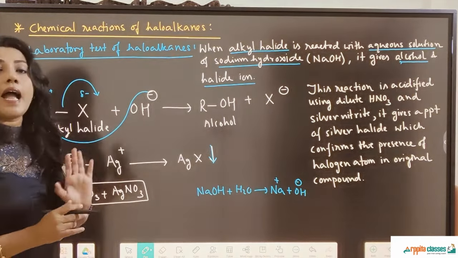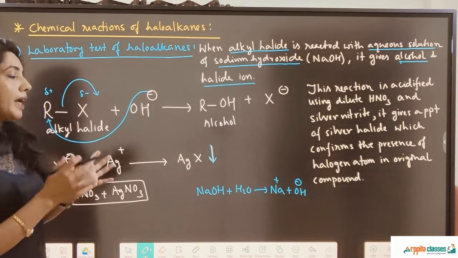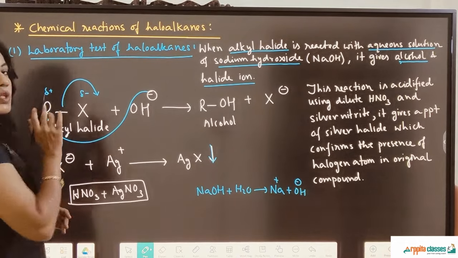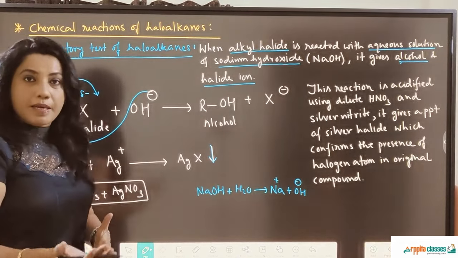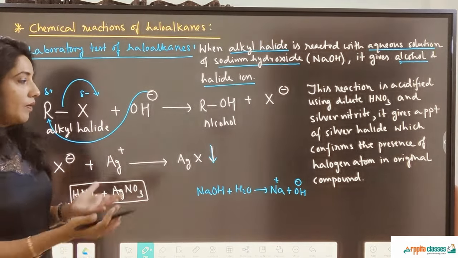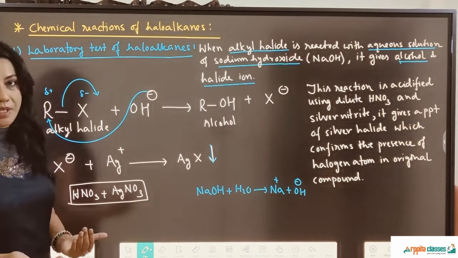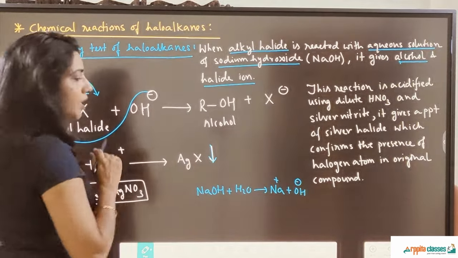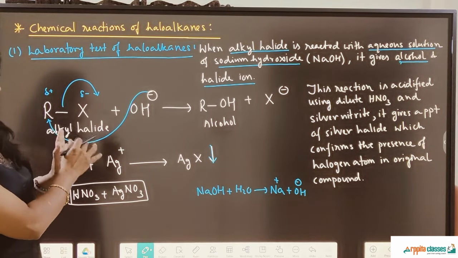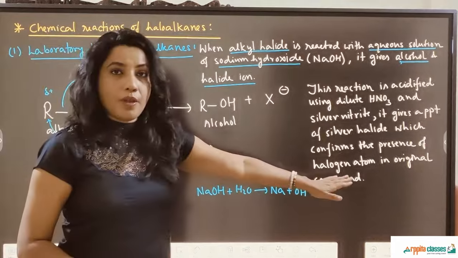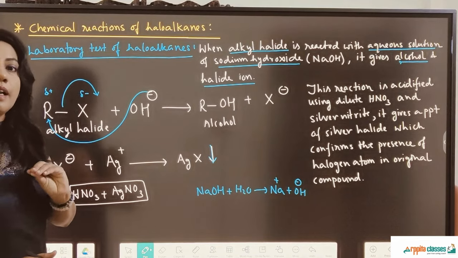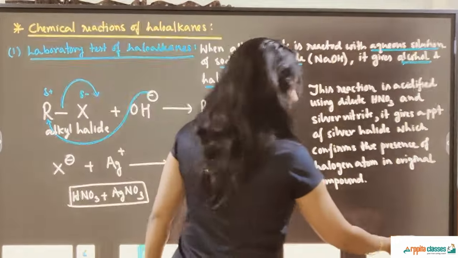Now, depending on the halogen present over here, you will be getting a different colored precipitate. If the halogen is chlorine, then you will be getting a white precipitate. If it is bromine, you will get a pale yellow precipitate. If it is iodine, you will be getting a yellow precipitate. So by seeing this precipitate, we understand that the halogen atom was present in the original compound. So this is one of the laboratory tests for alkyl halide.